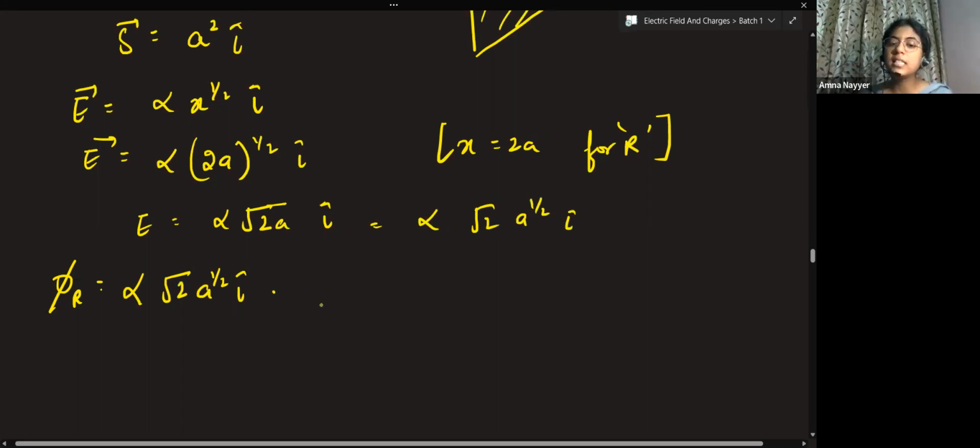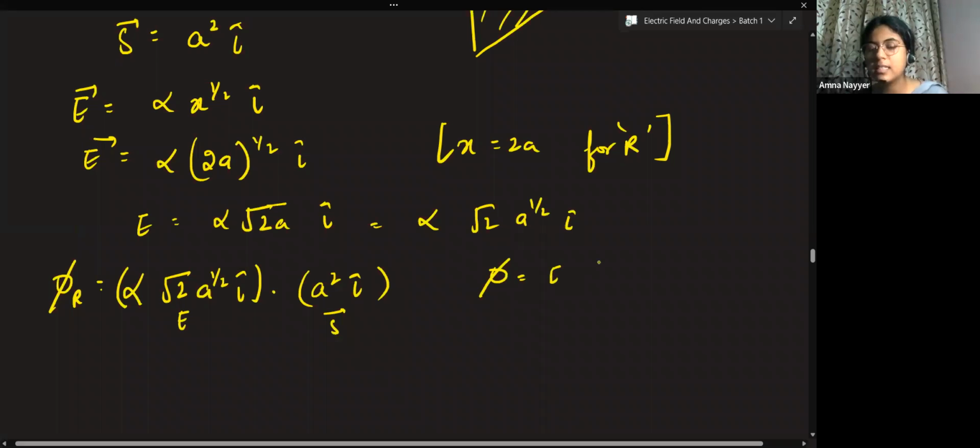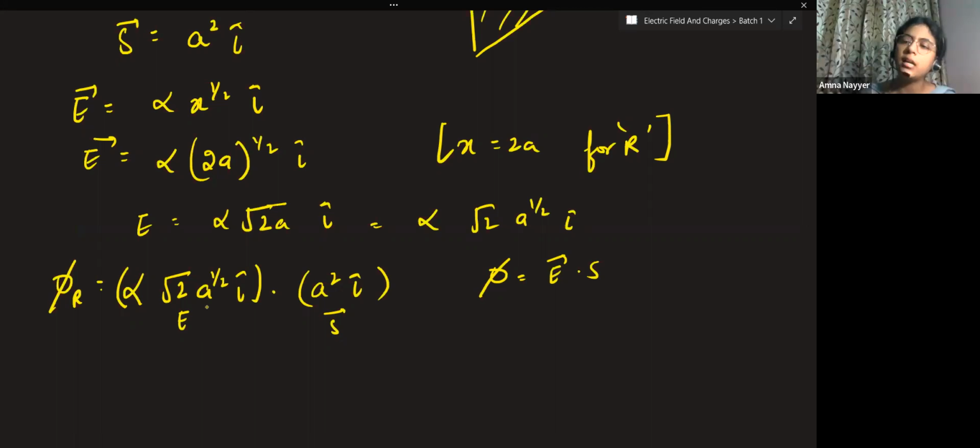Now we have to write the surface area. Surface area is a square I cap. This is the electric field, E, and this is the surface area. How do we write flux? E dot S. That's what I've written. The electric field is calculated through the formula given in the question, alpha x to the power half. It is a variable electric field. For different distances, you have different electric fields. As you change the values of x, you will get different electric fields.